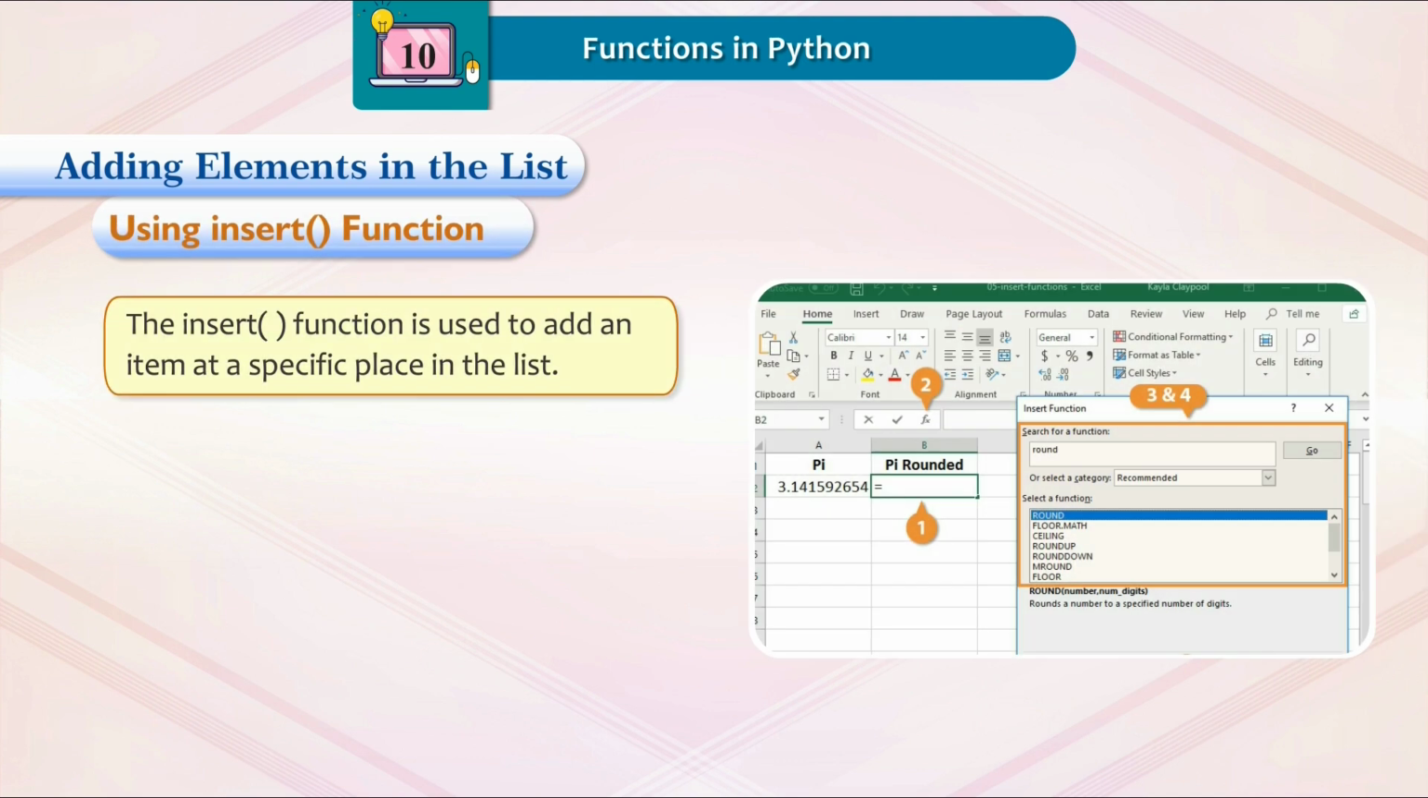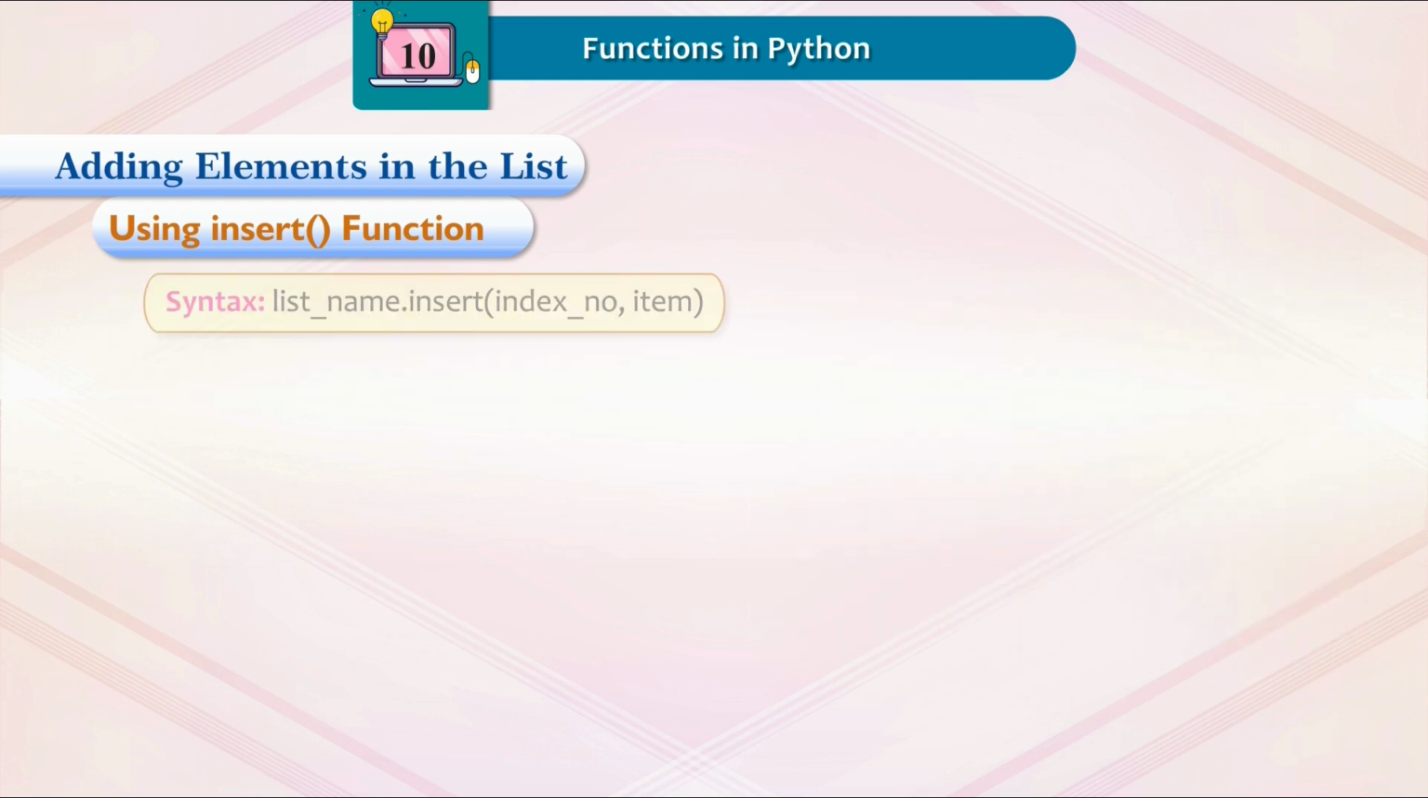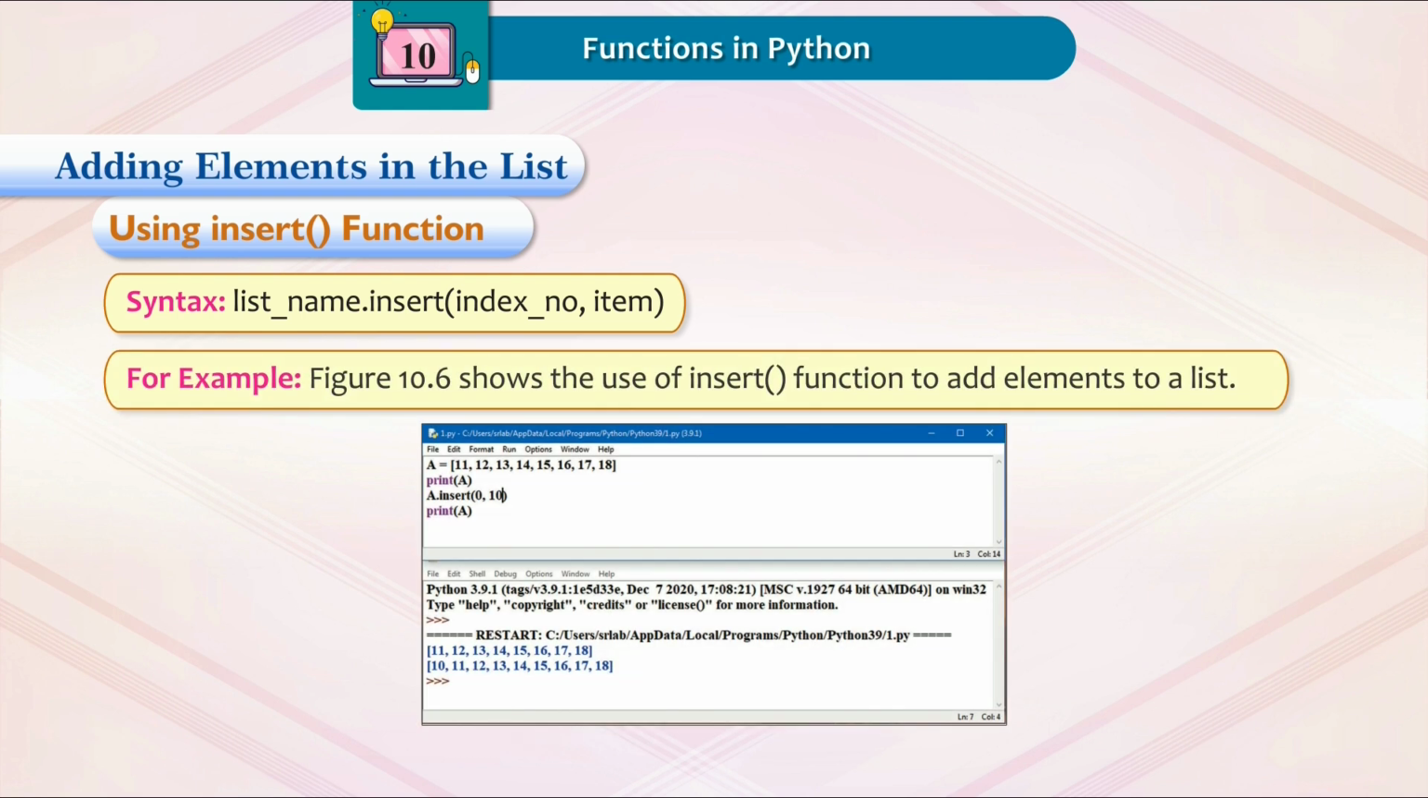Using insert function. The insert function is used to add an item at a specific place in the list. Syntax: list_name.insert(index_no, item). For example, figure 10.6 shows the use of insert function to add elements to a list.